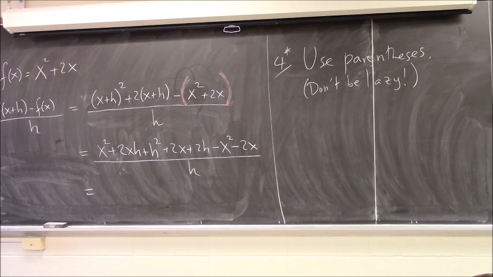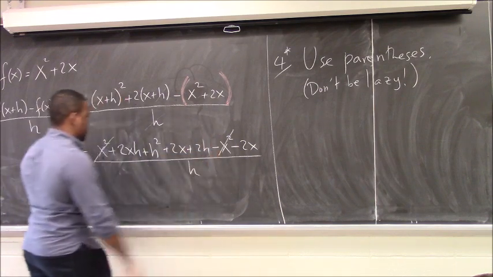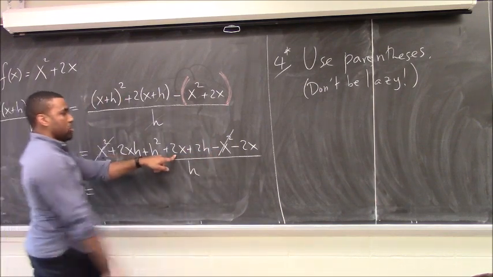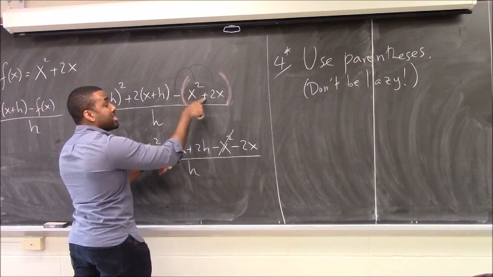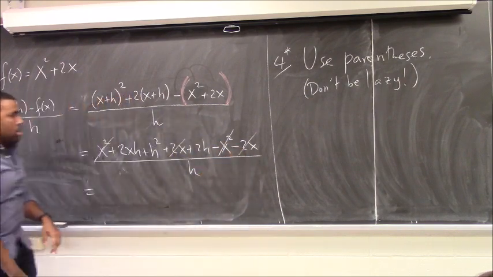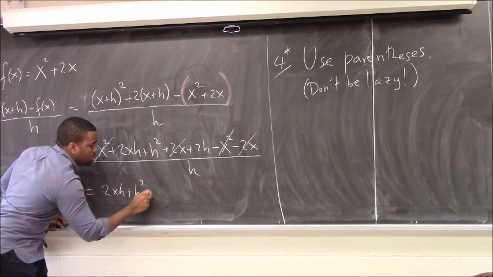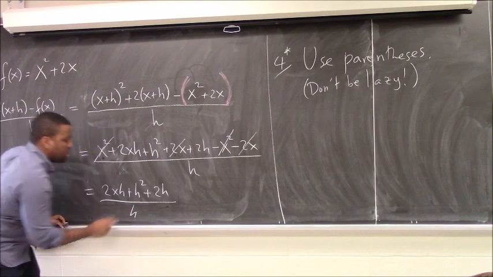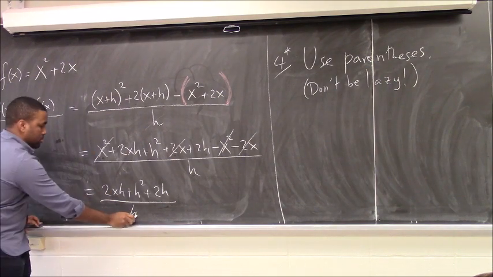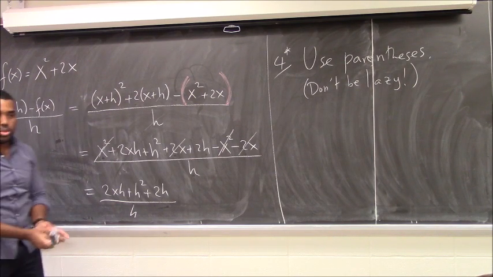Yeah. Cancel the like terms, the x squared. Yeah, x squared minus x squared dies. Plus 2x minus 2x. Forgot the parentheses, you'd end up with a 4x here when you shouldn't have. But now that's gone. So here I have 2xh plus h squared plus 2h all over h. And now we can cancel this h, right? No. No, you cannot cancel the h. There are still pluses and minus signs separating terms. So what can we do?